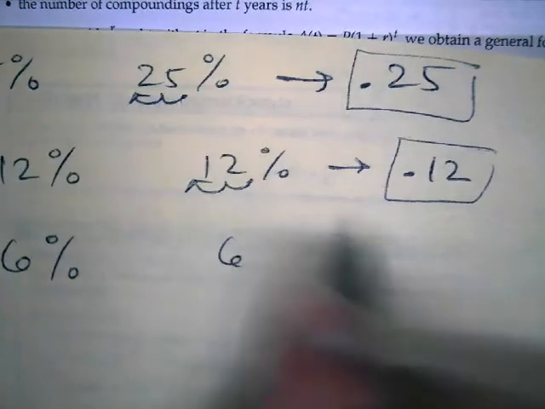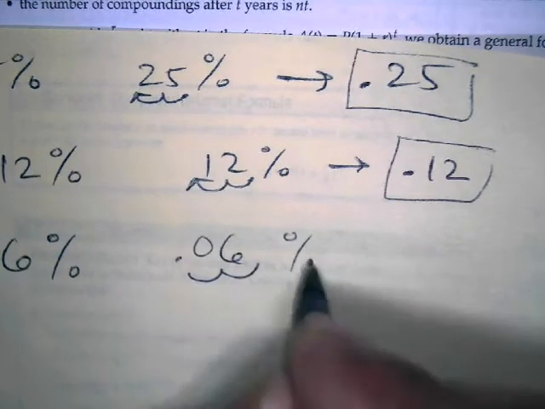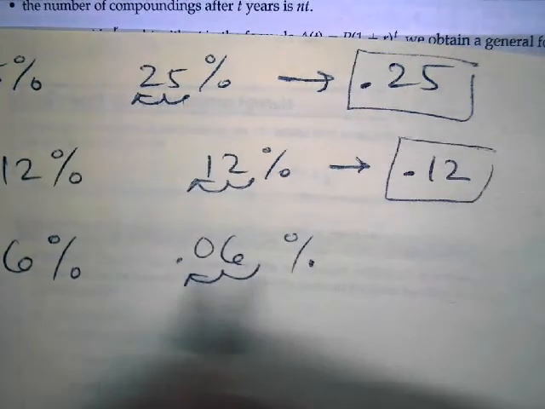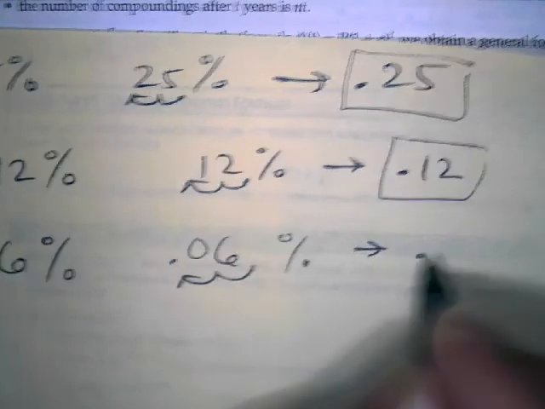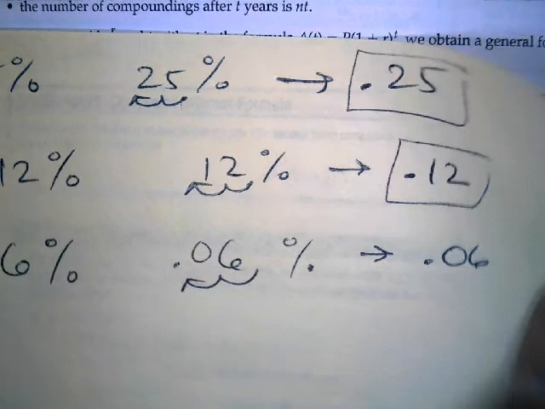Something like 6% would be what? Well, 6 is just 6. But if I got to move it twice back, it would be what? I have to move it twice, right? You got to move it 2 times over to the left. That would be 0.06.